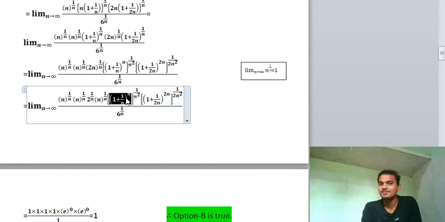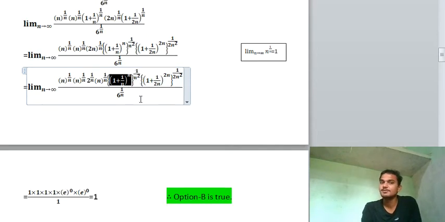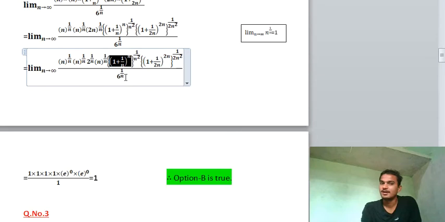So it will be e to the power 1 by n square, that is infinity. So e to the power 1 by infinity is equal to e to the power 0. So it is e to the power 0.